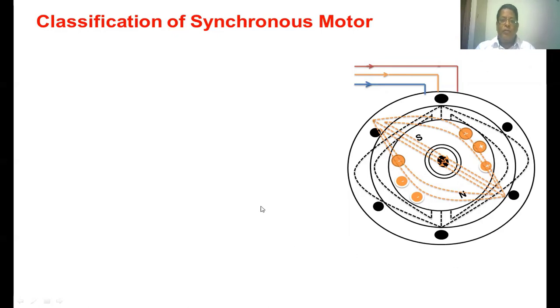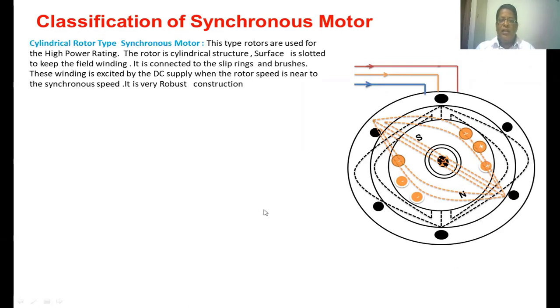There are two types of rotors. One is the cylindrical type synchronous motor. This type of rotor is used for high power ratings. The rotor is a cylindrical structure. The surface is slotted to house the field winding. This winding is connected to two slip rings. On the two slip rings, the brushes are placed. Through the brushes, we give a DC supply to the field winding.